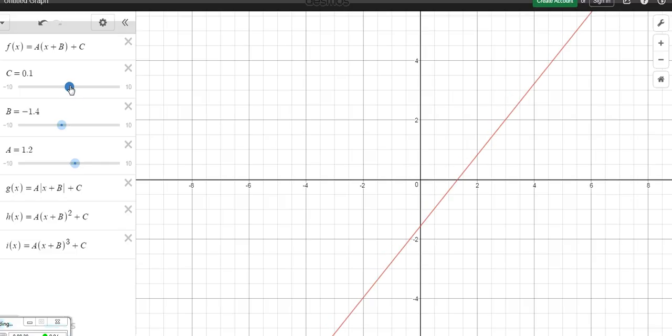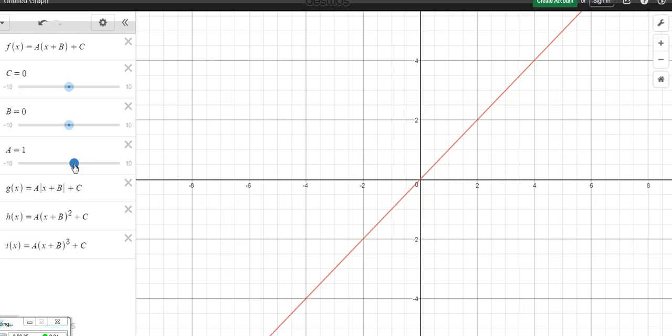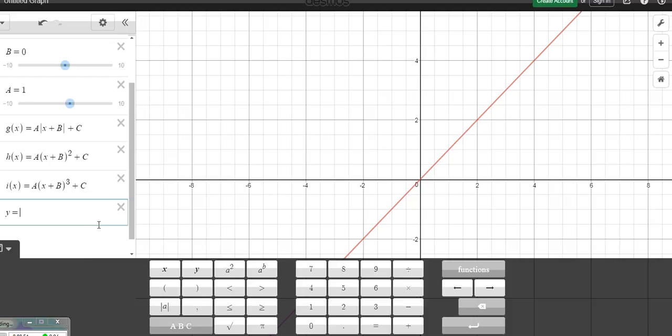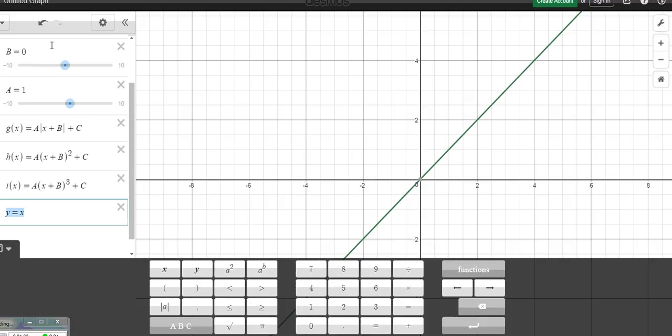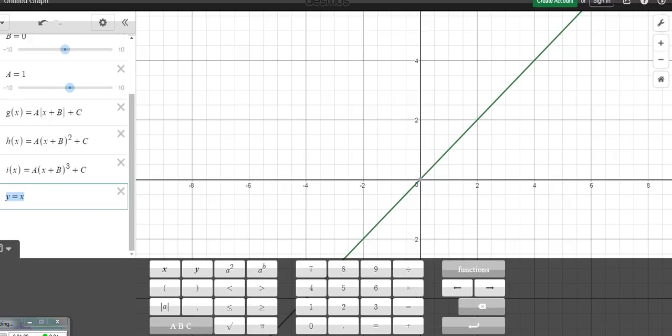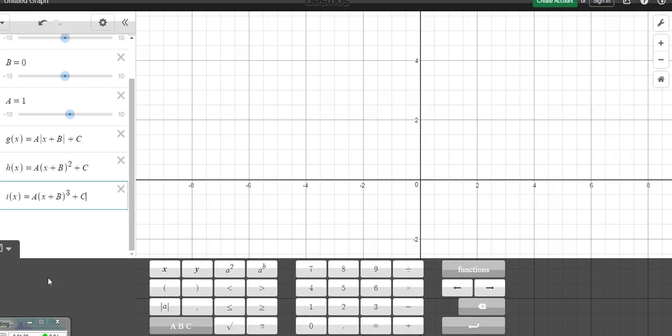So I'm going to set c to 0 and b to 0 and a to 1. Notice that means this is just a linear function. It makes a perfectly straight line. If a is 1, 1 times this whole thing, x plus 0, it's just x. This is going to come out to be, maybe I'll write another one down here, y equals x. This one in red and this one in green, these two at the very top, are the same exact thing.